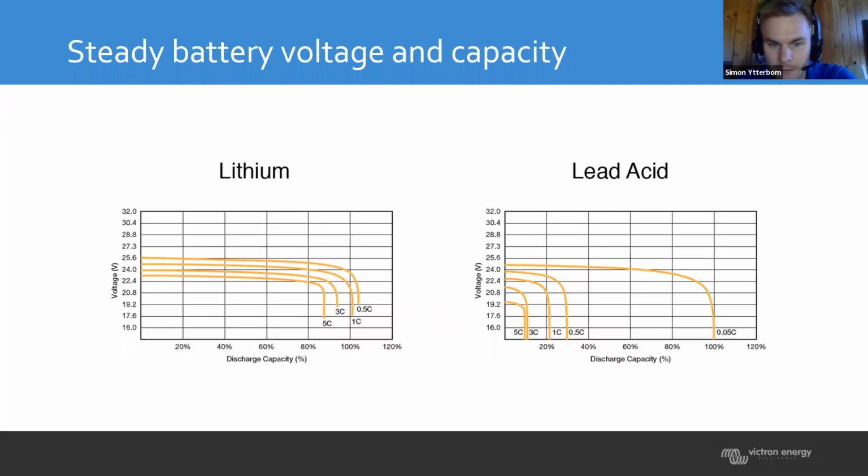Lithium, on the other hand, holds its capacity and voltage really well during discharge. So if we discharge a lithium in 2 hours, or 0.5 C, at that point we should have the full capacity of that battery to produce all the power. So we're not losing any power at that point.